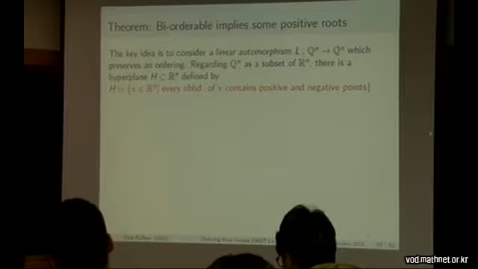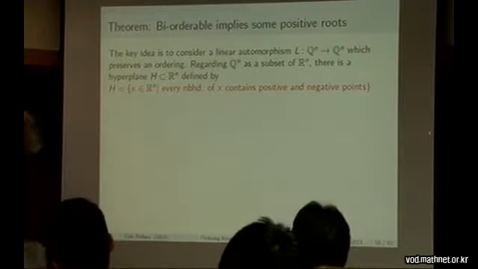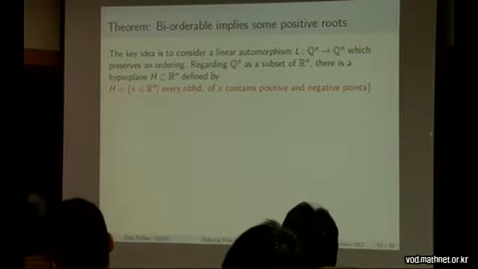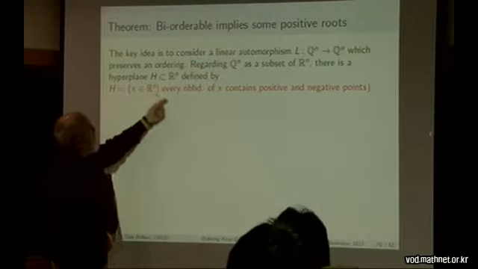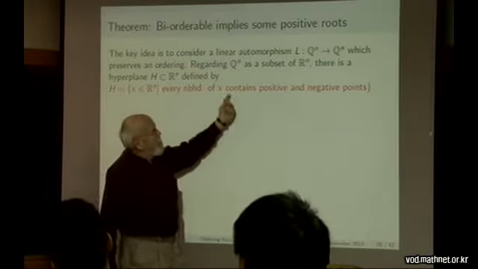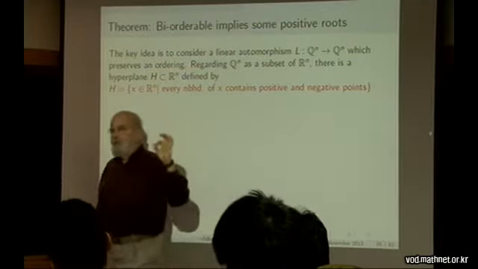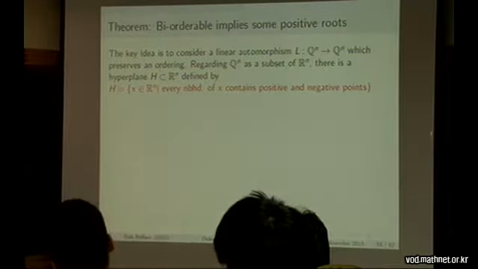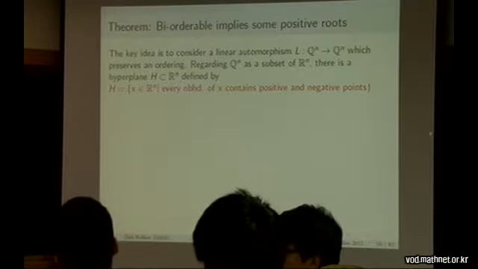Well, if you regard Qn as a subset of R to the n in a natural way, you can define the set H of all points in R to the n such that every neighborhood of X contains both positive and negative points under that chosen ordering, right? How do we know that H is non-empty?